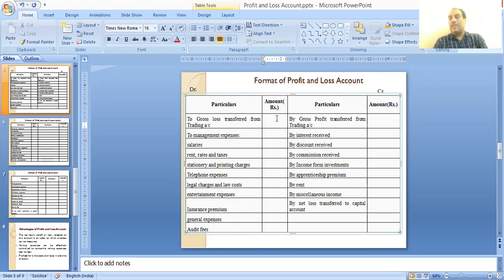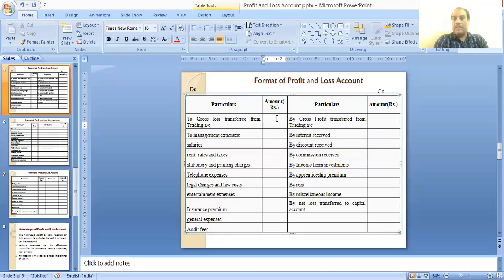interest receipts. Interest received: suppose we have fixed some cash in the bank and we get interest on that amount, so that is part of indirect revenue, or part of indirect income, so it is written on the credit side by interest received. By discount received. Suppose we have purchased something and a discount is given to us, so that will be credited by, and then we will write discount received.